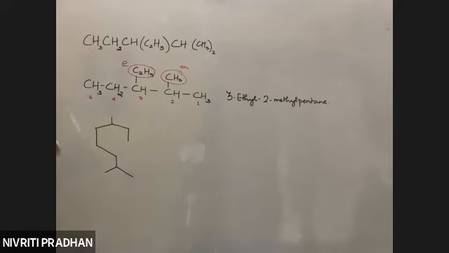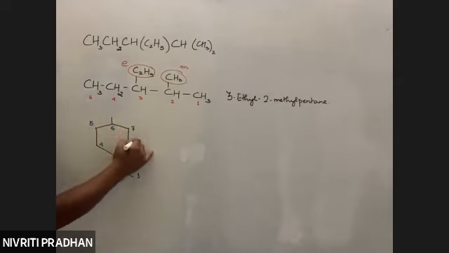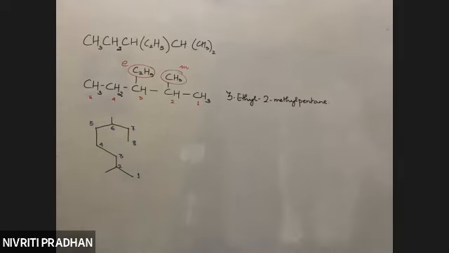Now, numbering should be done from that end so that the substituent gets a lower number. If I start numbering from this end, the substituent starts from number 3. However, if I start numbering from this end, the substituent is getting number 2. So always numbering should be done from that end so that the substituent gets a lower number. So I'll start numbering from here: 1, 2, 3, 4, 5, 6, 7, 8. Not from the other end, because then the substituent would get a higher number.